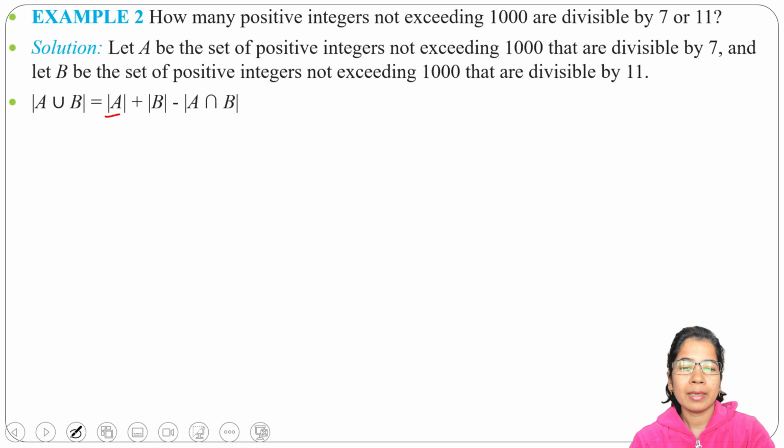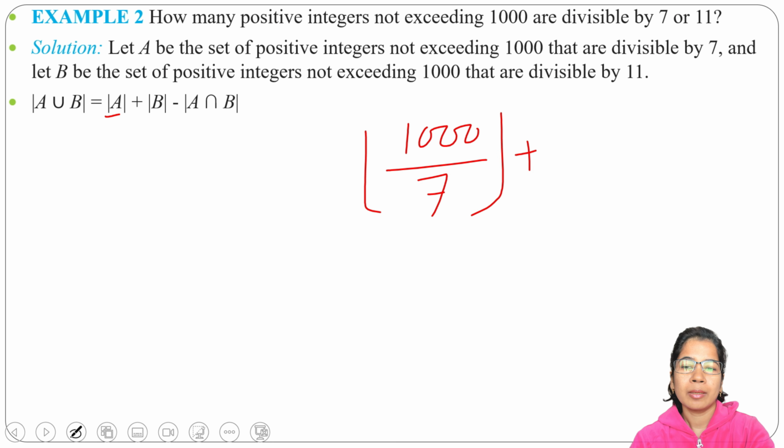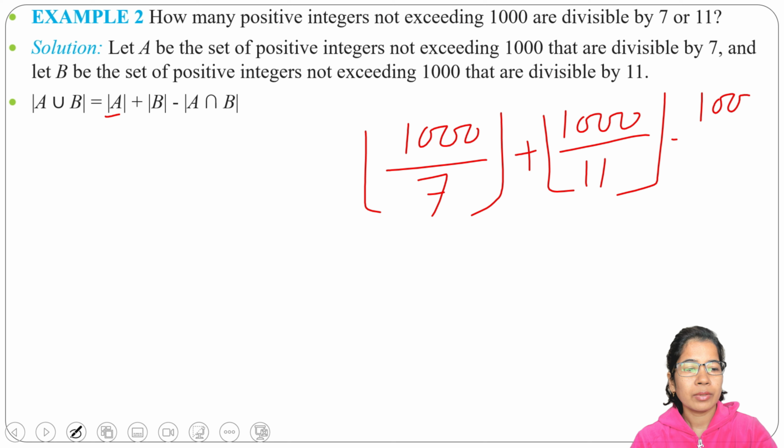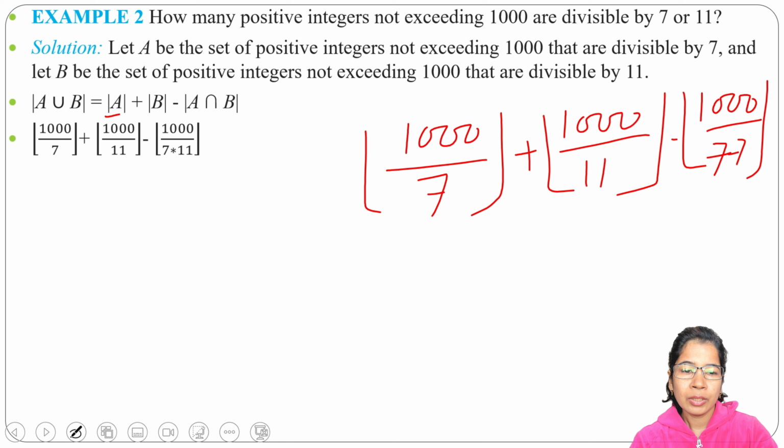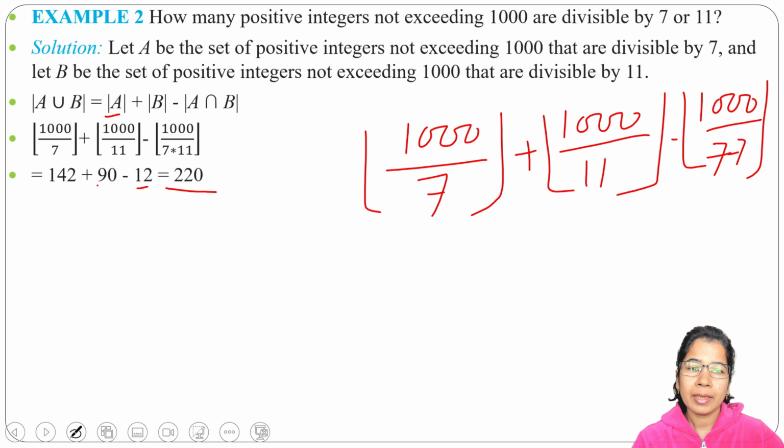How will we find the cardinality of A? It will simply be floor of 1000 divided by 7, plus the cardinality of B, which will be floor of 1000 divided by 11. Then A intersection B will be minus floor of 1000 divided by 7 multiplied by 11, that's 77. It's the floor function. So 1000 divided by 7 is 142. 1000 divided by 11 is 90. 1000 divided by 77 is 12. So 142 plus 90 minus 12 is 220. The answer is 220. There are 220 numbers up to 1000 which are divisible by 7 or 11.